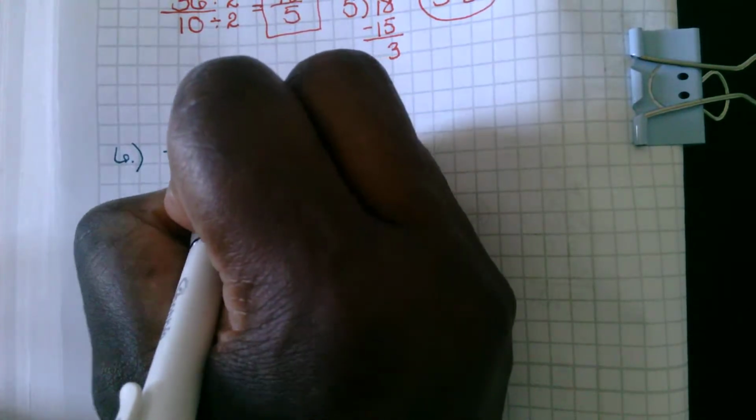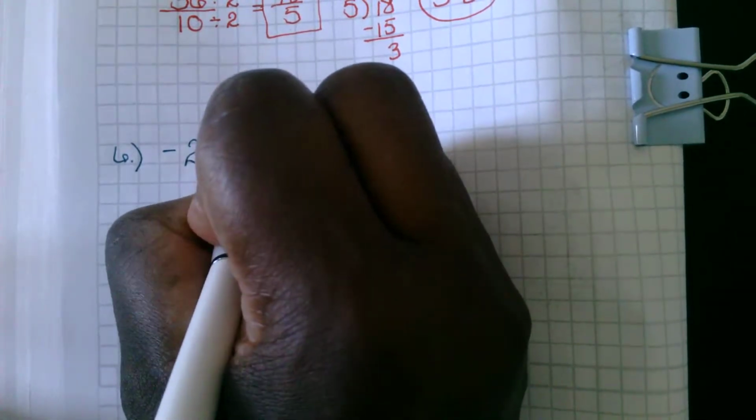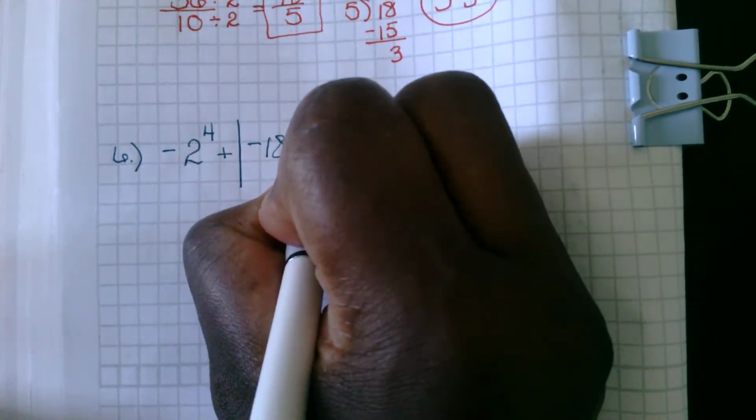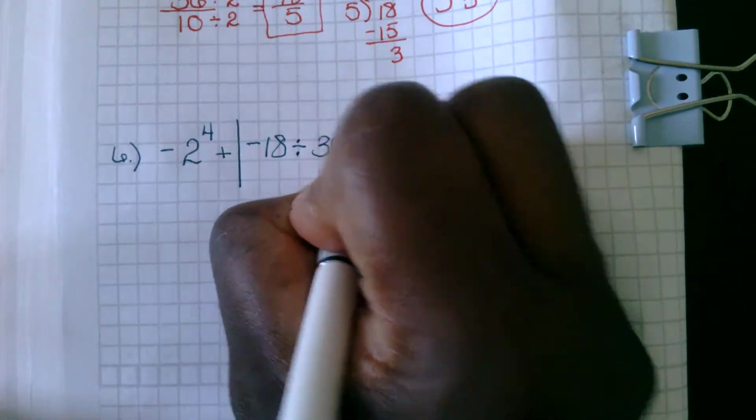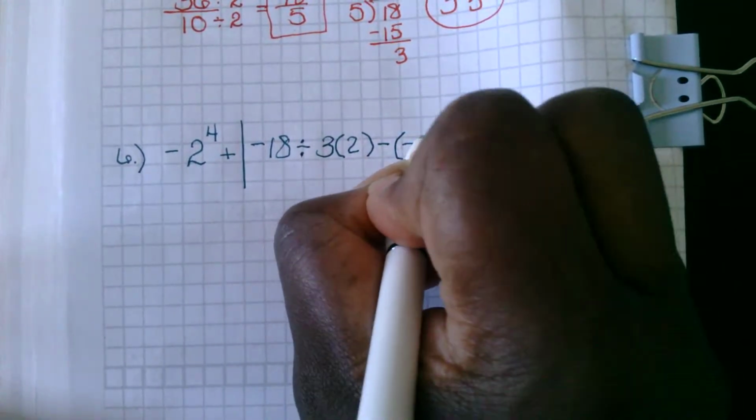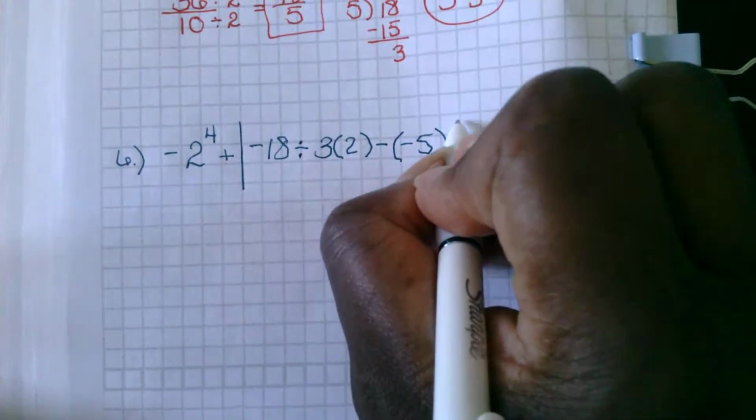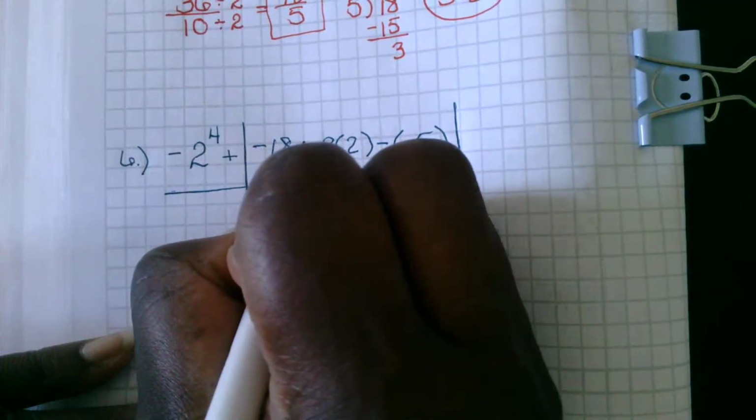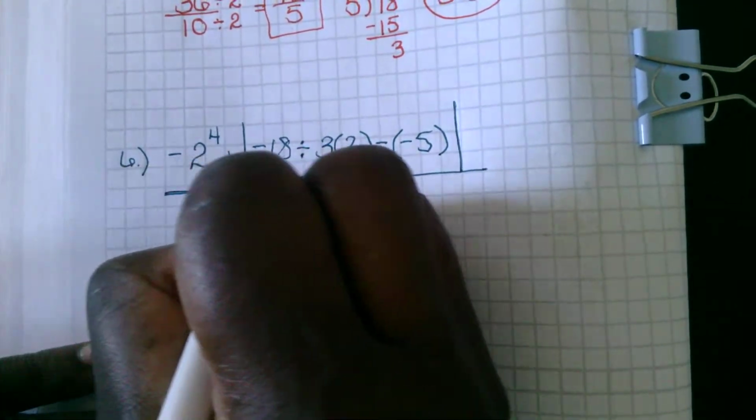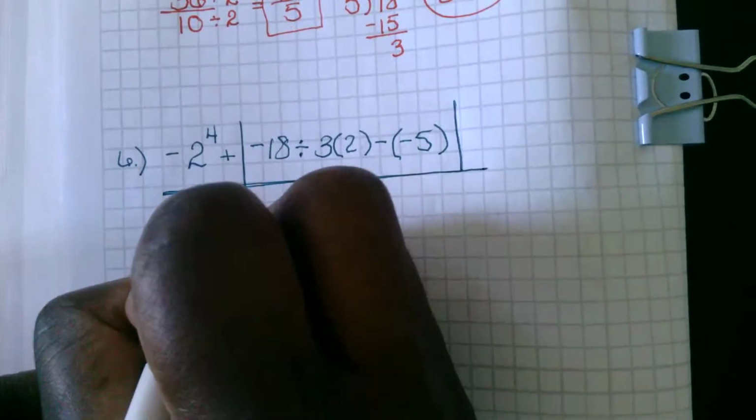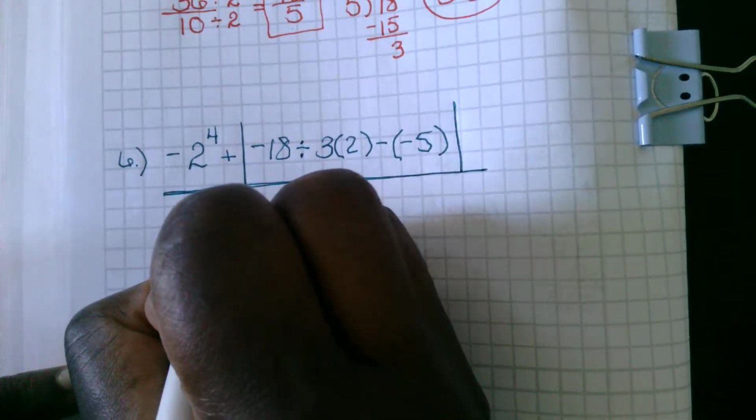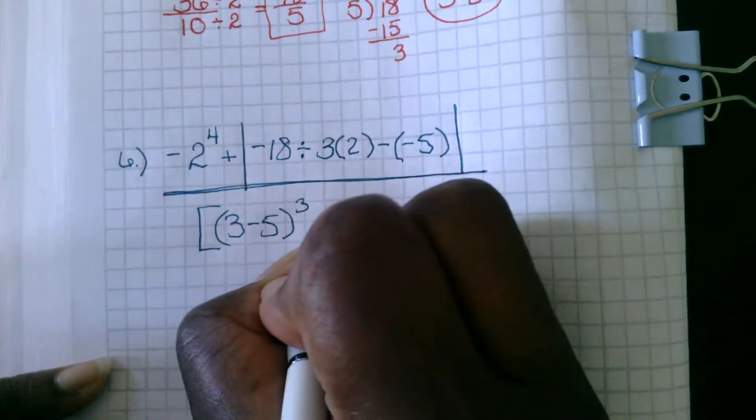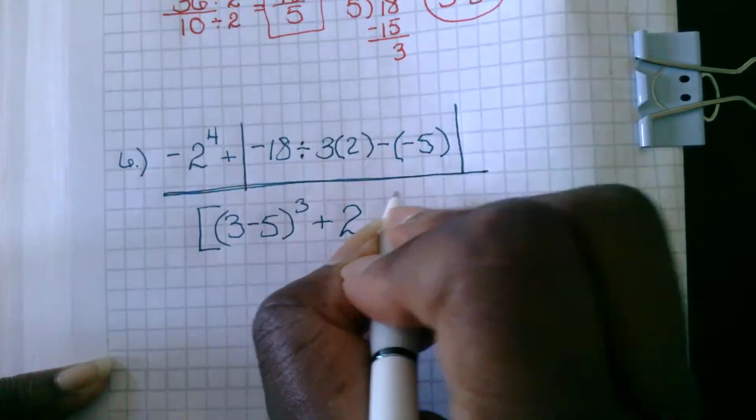All right, so we have that. We're going to get an absolute value. We have negative 18 divided by 3 times 2 minus negative 5. You get an absolute value. And then we're going to put all of this over bracket 3 minus 5 cubed plus 2. I know a lot of people are like, nope, not going to do that.